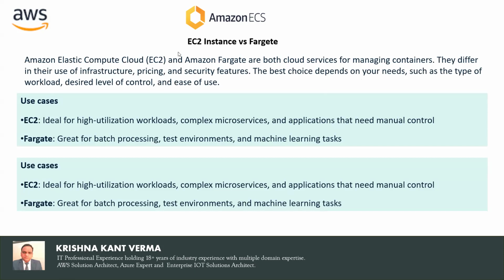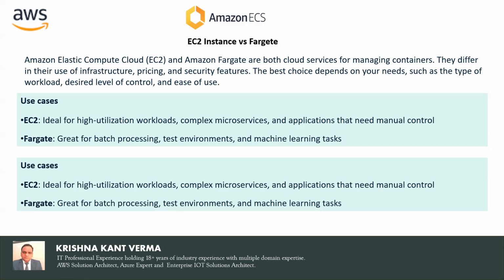So what is the difference between EC2 instance and Fargate? Amazon Elastic Compute Cloud, EC2, and AWS Fargate are both cloud services for managing containers. We can deploy our container-based applications in both of these compute services, EC2 instance, a kind of virtual machine, whether it is Linux, or Amazon Fargate, which is a serverless compute resource.